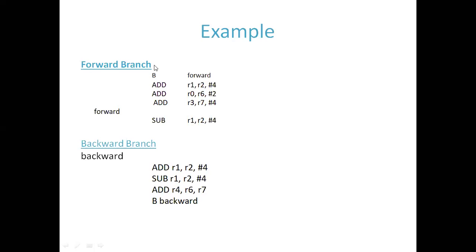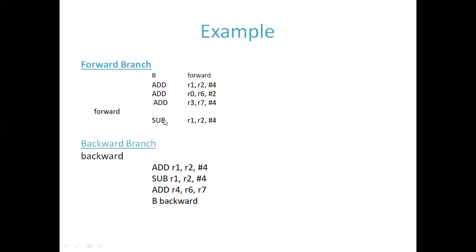We have a few more instructions here. Let us assume that we have a few instructions before this one, which is a B forward. Once the B forward instruction appears here, your execution control will be transferred here, that is forward. Forward is the label. From this point onwards it will start executing. You have a subtract of an immediate value 4 from R2, and whatever the result is will be stored into R1, right?